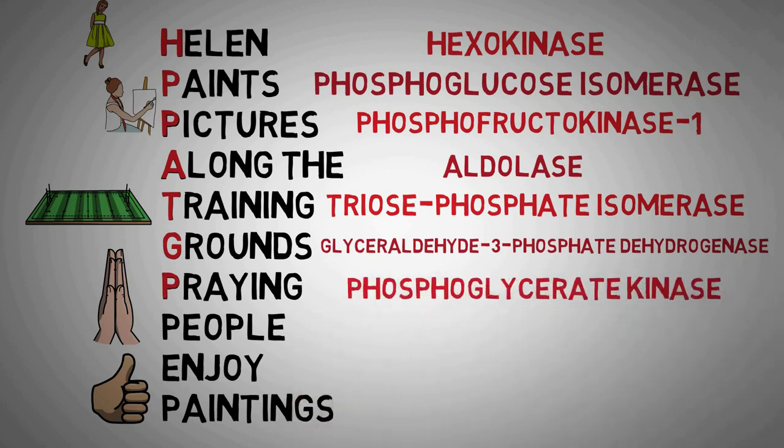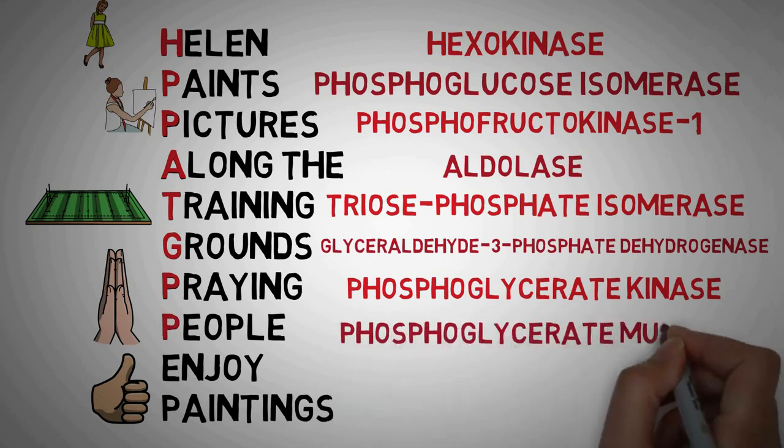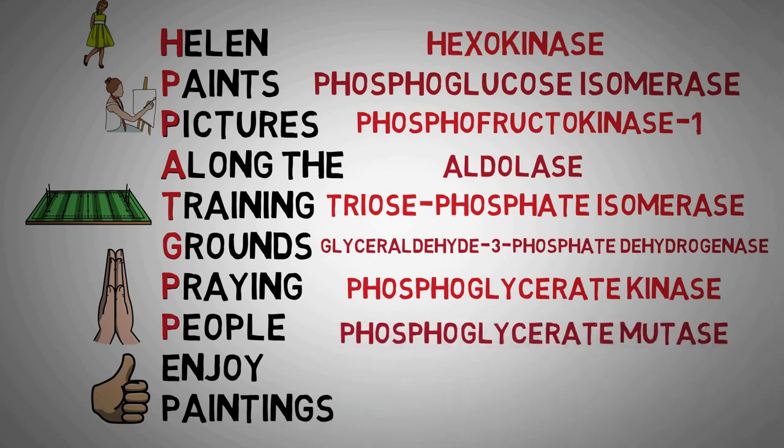Next letter we have in the mnemonic is a P, which stands for phosphoglycerate kinase. This kinase catalyzes the conversion of 1,3-bisphosphoglycerate to 3-phosphoglycerate. Next we have a P again, and this stands for phosphoglycerate mutase, the enzyme which converts 3-phosphoglycerate to 2-phosphoglycerate.